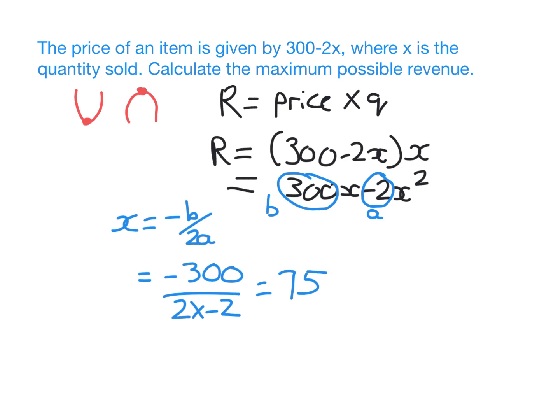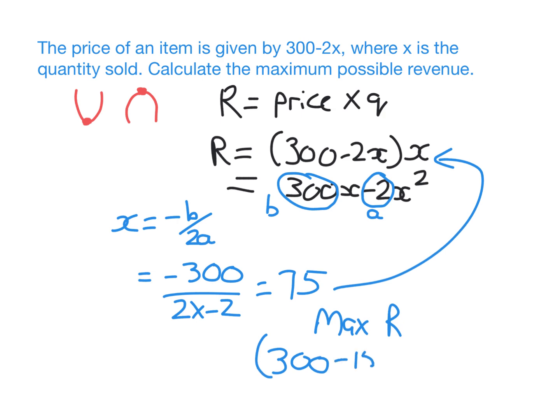That's not our final answer. X is not the revenue, X is the quantity sold. We've just found that the revenue will be maximized if we sell 75 items. So what will be the maximum revenue? Well, we simply substitute it back up here. So the max revenue will be 300 minus 2 times 75, multiplied by X, which is 75. And you can use your calculator for that. You get 11,250. That is the maximum.